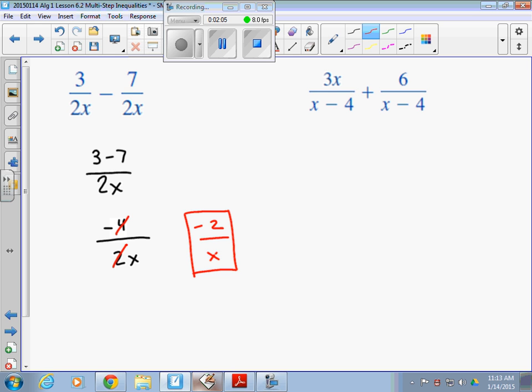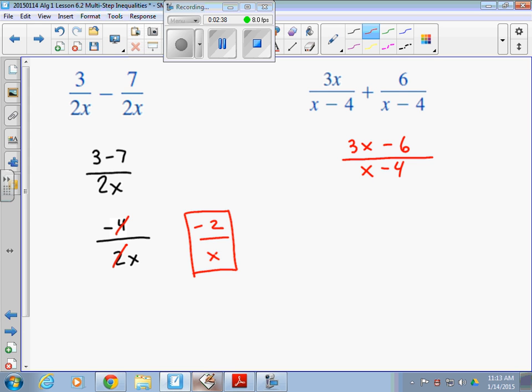Take another 15 seconds and do this one. Again, your denominator is the same. It's x minus 4 at the bottom, so leave it like that. And take 3x and subtract 6 from it.